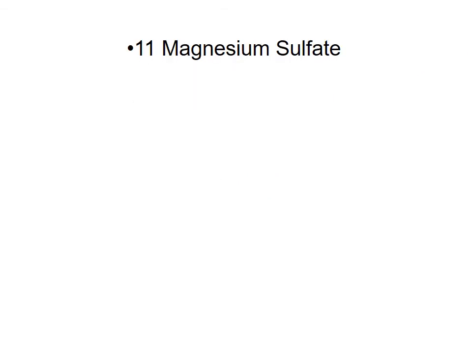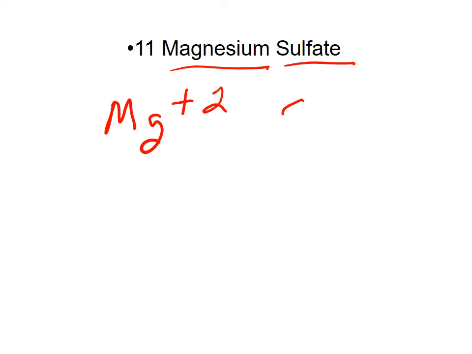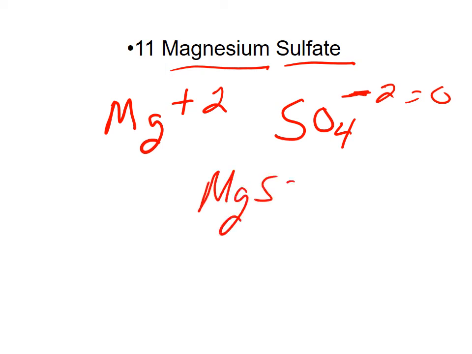On number 11, we have magnesium sulfate. So the symbol for magnesium is Mg. We know that it's +2. Sulfate is polyatomic. "ate" is usually a signal for a polyatomic, so it would be SO4 -2. They add to 0. +2 -2 add to 0, so we just stick the 2 halves together. So we have MgSO4.